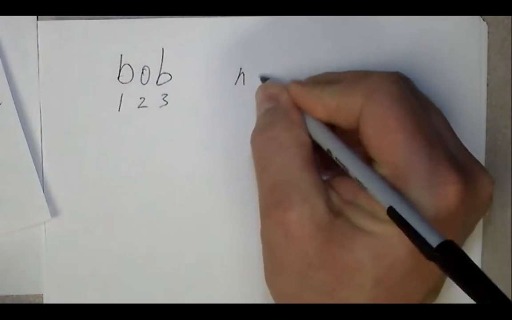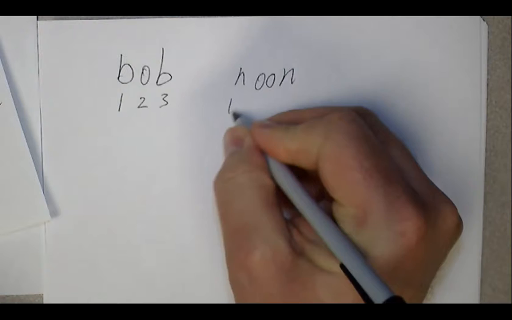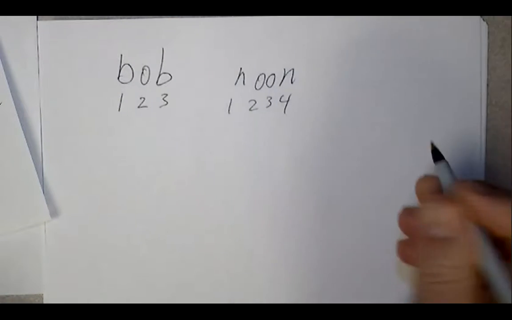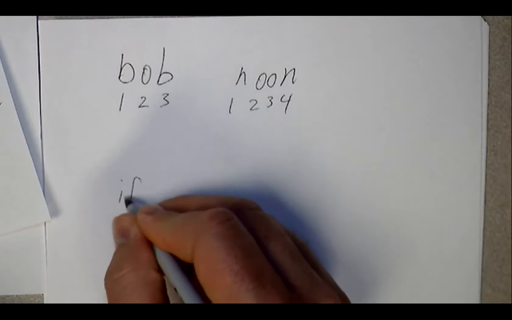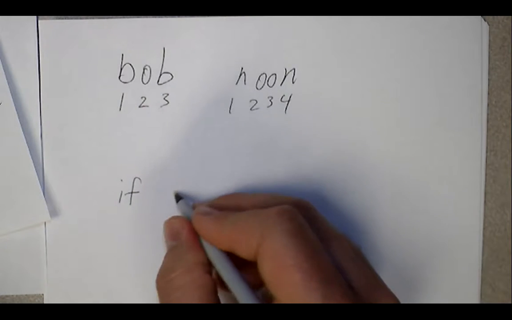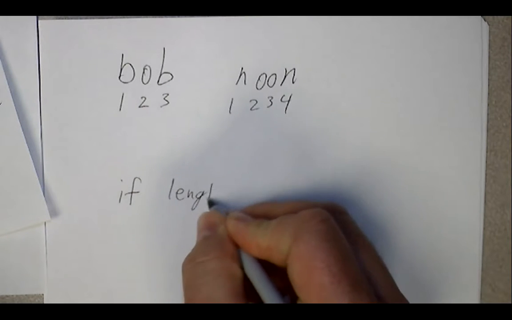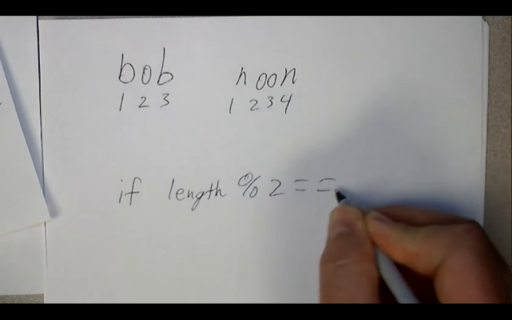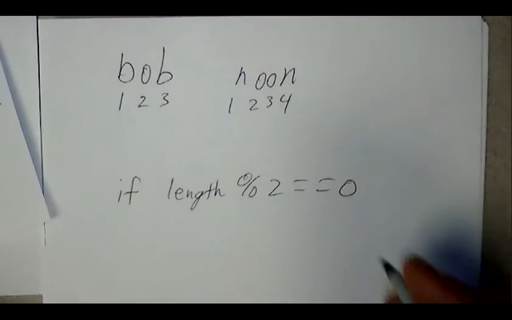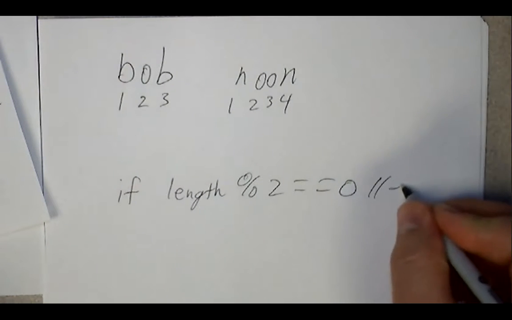Noon. We'll use this as an example. So this is 1, 2, 3, 4. So I guess the first thing I would say is if length modulo 2 is 0, then we're going to say even.